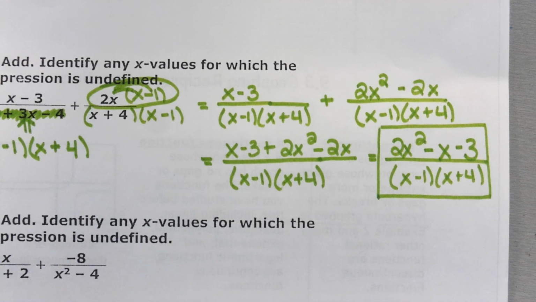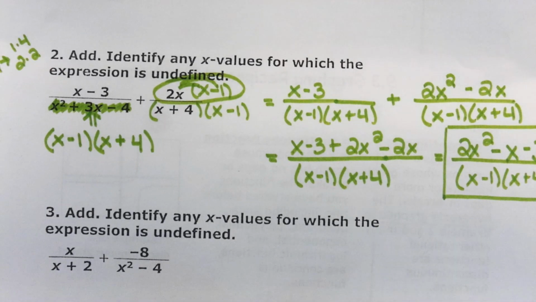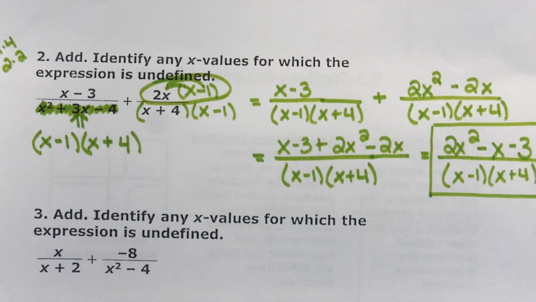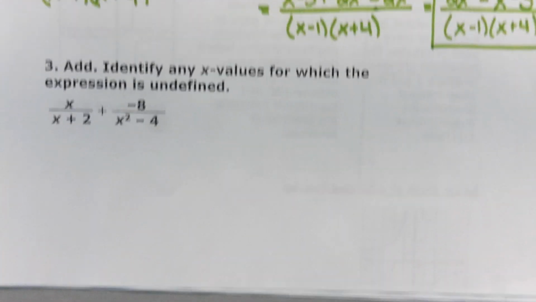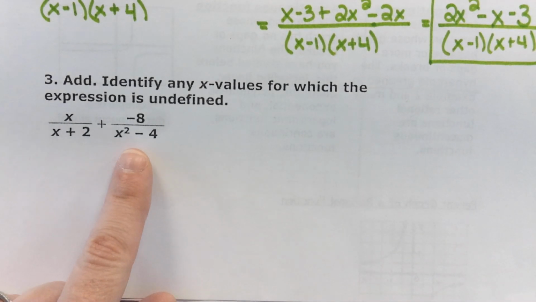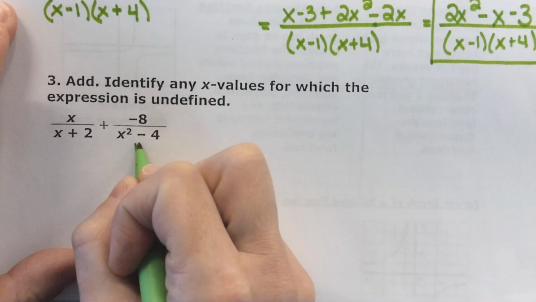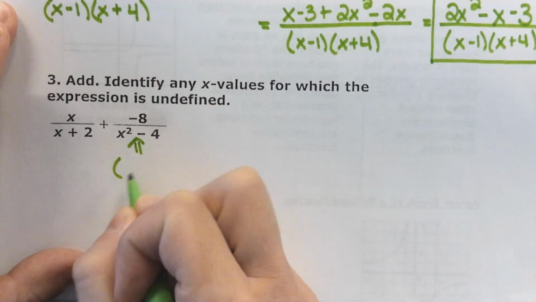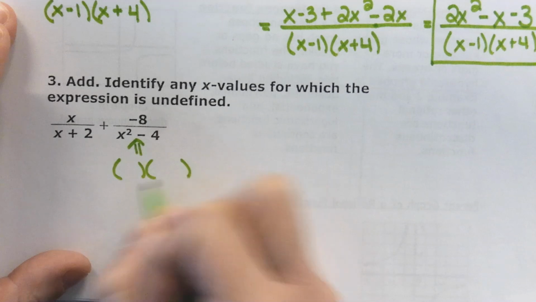All right, the next one's like that too. Do you see how there's no common denominator? So we need to factor. Remember doing difference of squares? Okay, let's factor this denominator. We're going to factor into 2 parentheses.